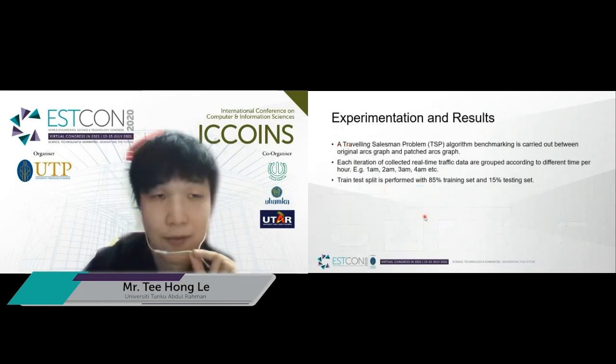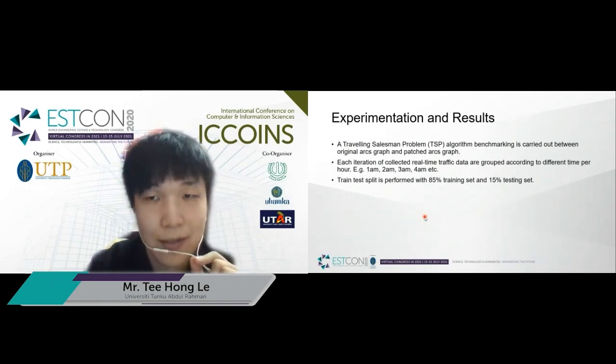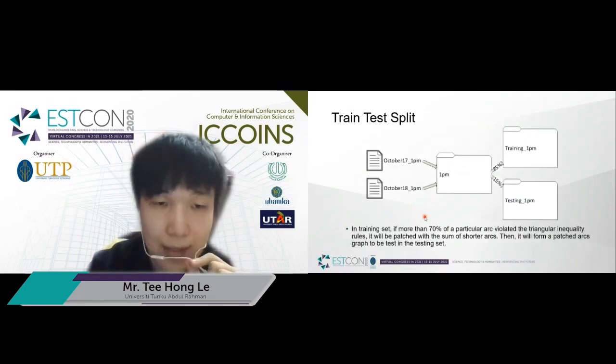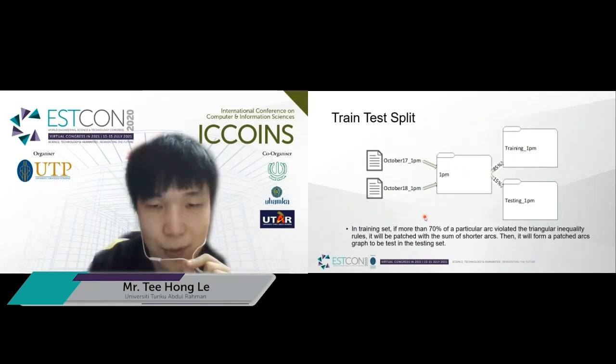For experimentation and results, a traveling salesman problem algorithm benchmarking is carried out between the original arcs graph and the patched arcs graph. Each iteration of collected real-time traffic data is grouped according to different times per hour, for example, 1 a.m., 2 a.m., 3 a.m., 4 a.m. A train-test split is performed with 85% training set and 15% testing set. In the training set, if more than 70% of a particular arc violated the triangular inequality rule, it will be patched with the sum of shorter arcs. Then it will form a patched arcs graph to be tested in the testing set.